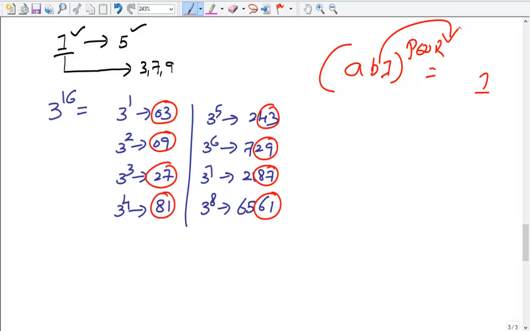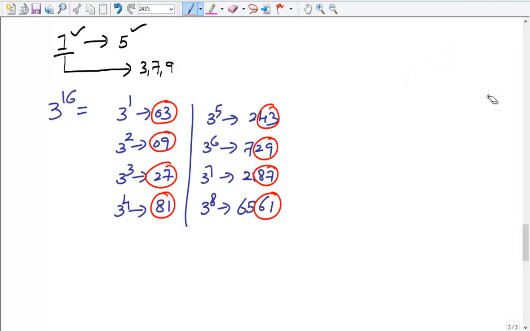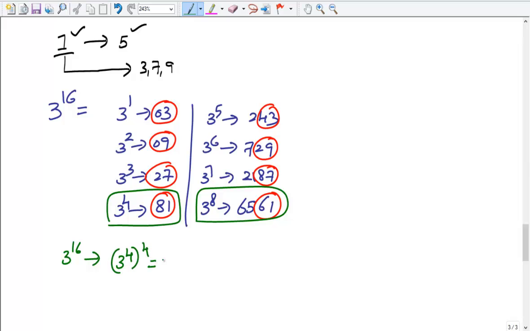So if a number ends with 1, then we can solve the question faster. And it's not going to take more than a few seconds. Now, if a number ends with 1, that is the logic here. Now look at this one, 3 power 4 ends with 1 and as well as 3 power 8 also ends with 1. Now in such a case, 3 power 16 can be written as 3 power 4 whole power 4, that is 81 power 4, and unit digit is 1, tens digit is 8 into 4, 32, that is 2.